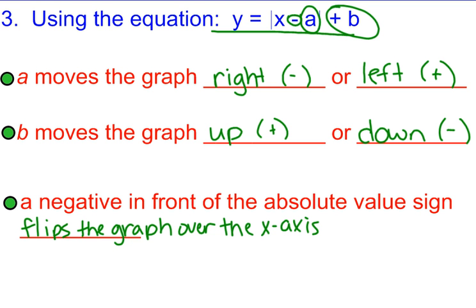And hopefully now you can still graph them on your calculator, but hopefully you can look at them really quick and just plot the points without looking at your calculator.